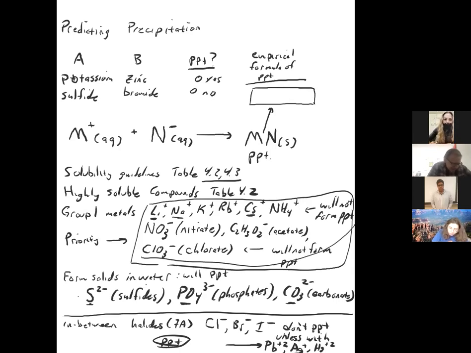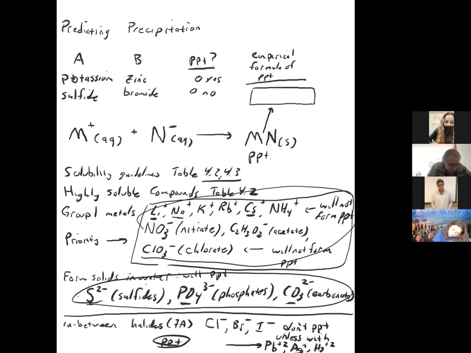Never precipitate, always precipitate, usually don't precipitate unless they're with one of these 3. Okay. So again, there are some other rules, but these are the most important ones. And these are probably like 75 to 80%. You just look at those 2 tables, table 4.2 and 4.3, and you'll get the other ones in there.